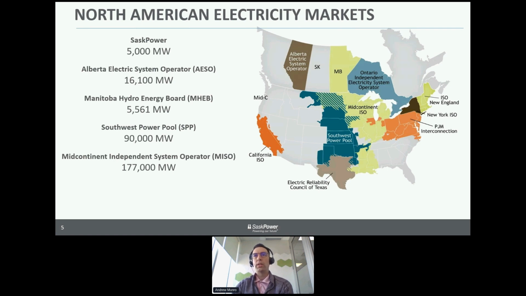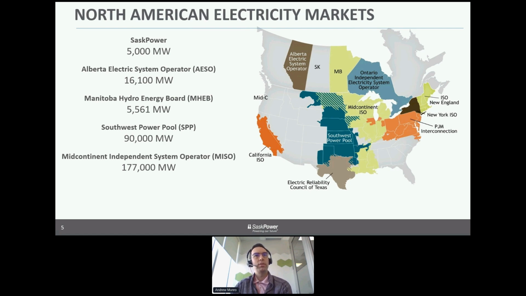Now this shows where Saskatchewan is in relation to the different power markets that exist around us. You can see SaskPower, our peak load, or our generating capacity, is about 5,000 megawatts. And you can see we're connected to and surrounded by other jurisdictions that have even more generating capacity. So Alberta to our west has over 16,000 megawatts. They're called the Alberta Electric System Operator, or AESO. Manitoba Hydro to our east, they've got over 5,500 megawatts of generation.